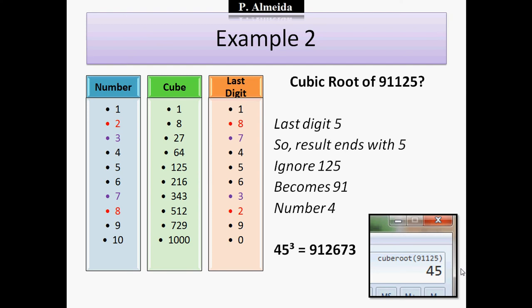So again, I go to my mental table with the cubes from 1 to 10. And I know that the number that is below 91 is this one in here, so it's 64. So that means that my number that gives me that cube of 64 is 4. So it's going to be 45. So my answer is 45. And again, if I do on the calculator 45 cubed, or the cube root of 91125, I get 45. So again, it works.